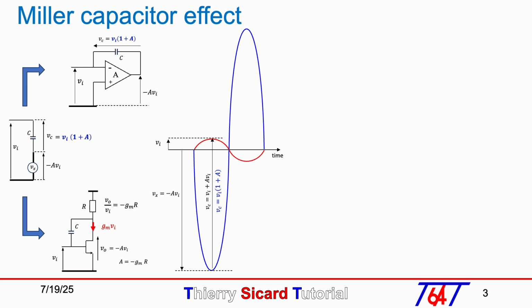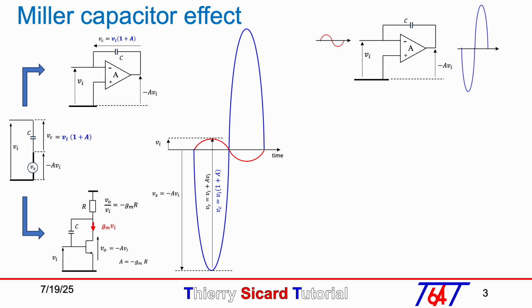From the input signal Vin, it appears that the capacitor is much larger than C and equal to C times 1 plus A. Thus, in these two circuits, capacitor C is powered on one side by the source voltage Vin and on the other side by the voltage minus A Vin. The capacitor C between the gate and drain, or input and output, is called the Miller capacitor effect as illustrated in the red box.